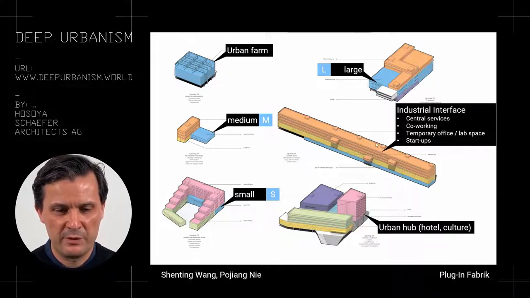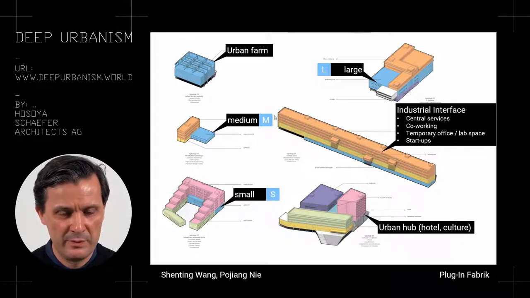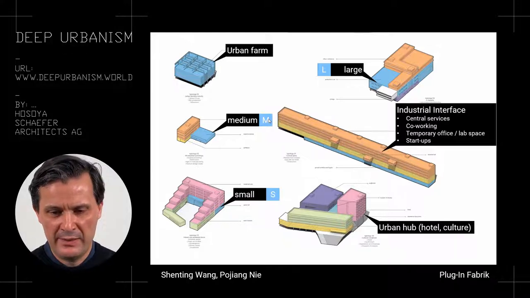You also have small companies, medium companies, all linked via the spine with each other if they choose to do so. At the end, you would have an urban farm, verticalized also. And in the beginning, you would have an urban hub with hotel culture and some living, linking the project into the city.